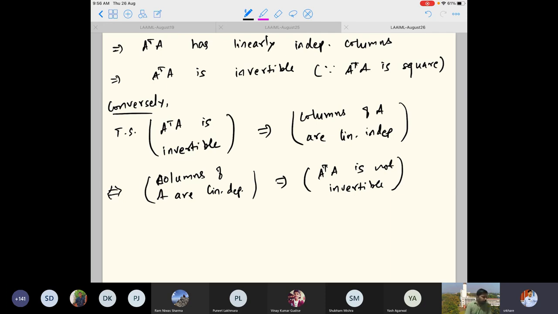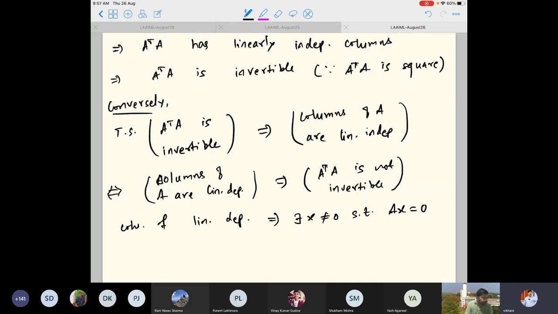It's very easy actually. Suppose I have columns of A to be linearly dependent. That means that there exists an x not equal to 0 such that Ax is equal to 0. That's what it means to say that columns of A are not linearly independent. So Ax is equal to 0. This is what I know.